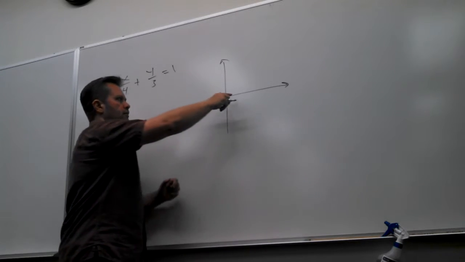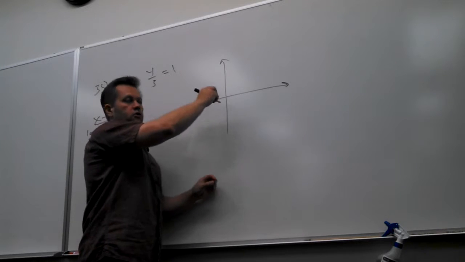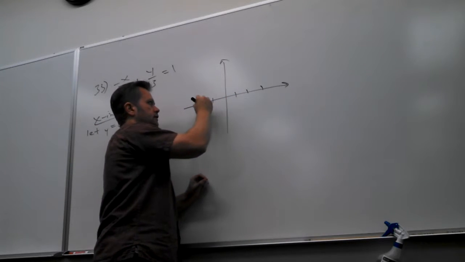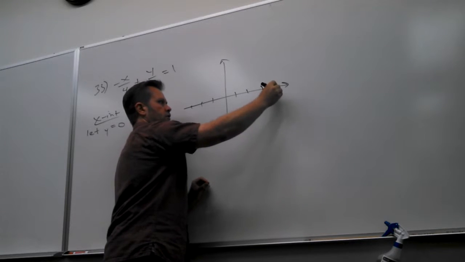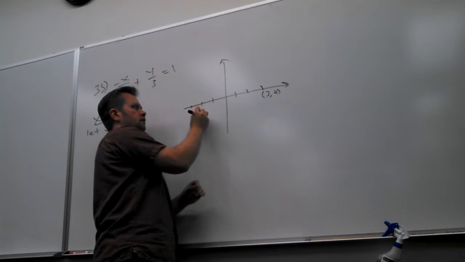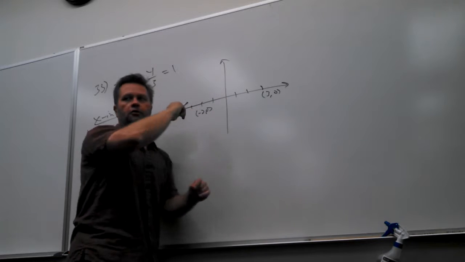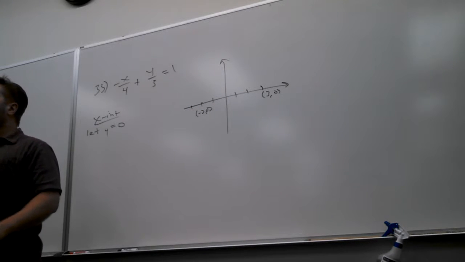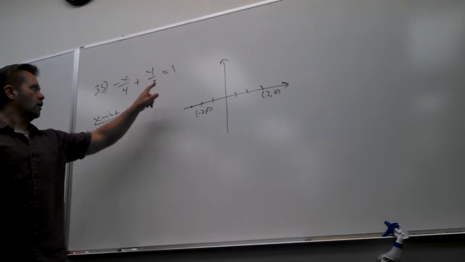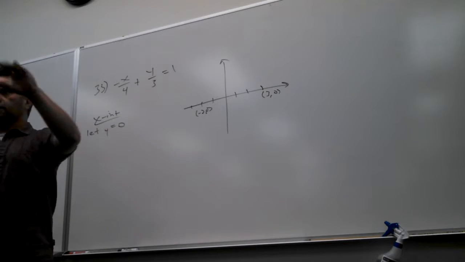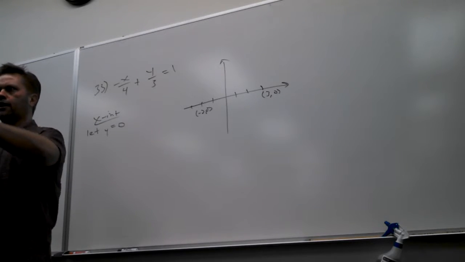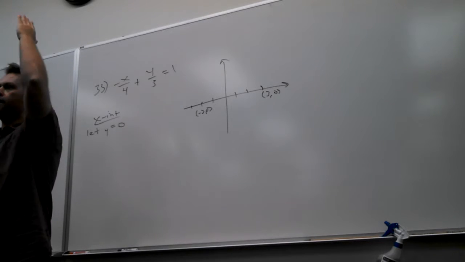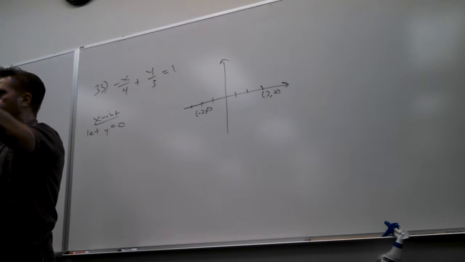If I want to know where I am on the x-axis, what's true about every point on the x-axis? What's this point? 3, 0. There we go. It's a point. What's this point? 0. So what's true about every point on the x-axis? y equals 0. So if you make y 0, it will tell you where it is on the x-axis. And then vice versa for the y-axis. On the y-axis, x is 0.